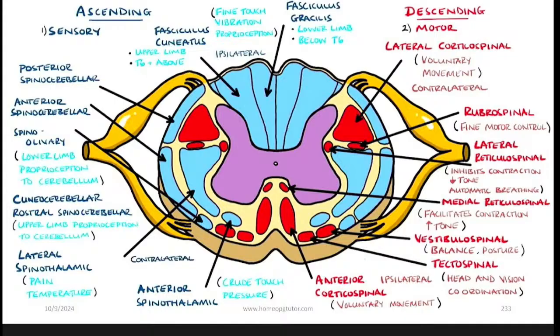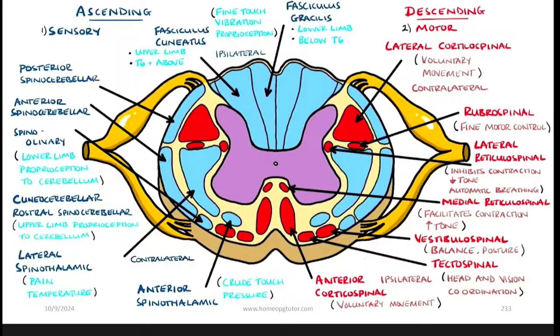What are tracts? I have already mentioned yesterday that the bundles of axons present in the central nervous system are what we call the tracts. Now, all these tracts are present in the white matter. What is present in the gray matter? The laminae of Rexed, which we discussed in the last class. So today we will be talking about the tracts.